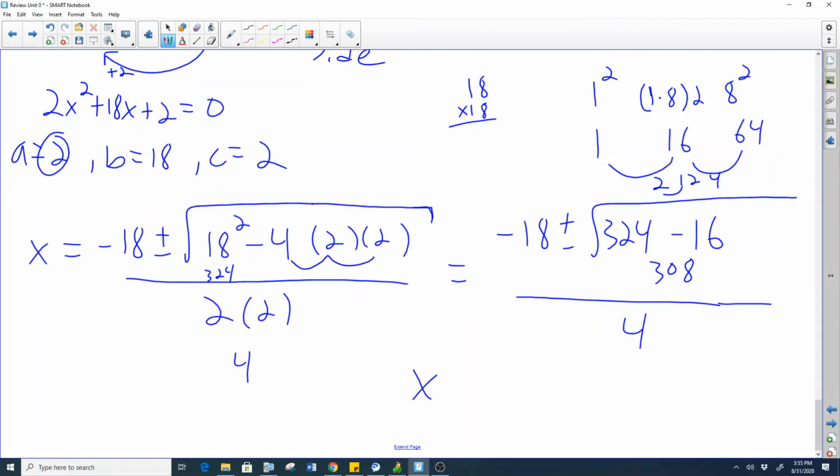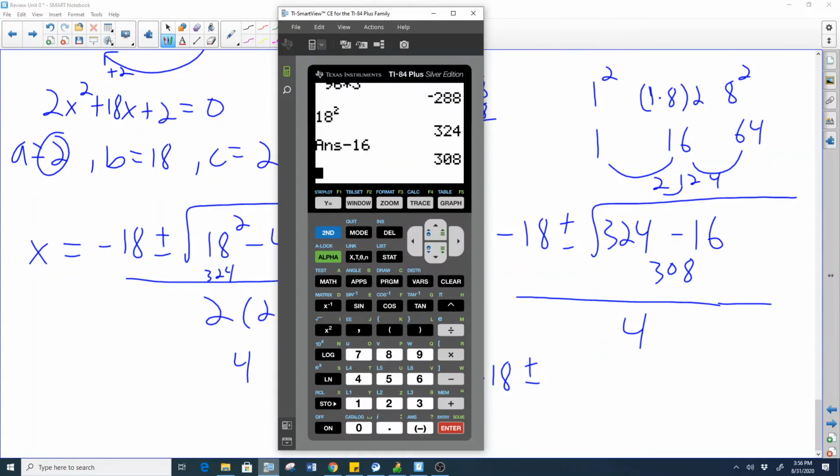Okay, reducing it now. So negative 18 plus or minus square root of 308. I don't think that can go any smaller, do you? Let me see. I don't think that square roots evenly. I didn't think so. But what you want to do now is try all the perfect squares. So like 4, 9, 16, 25, 36, right? Those are called perfect squares. And if we could get it to be one of the perfect squares, then we could pull that number out. Let me show you what I mean.